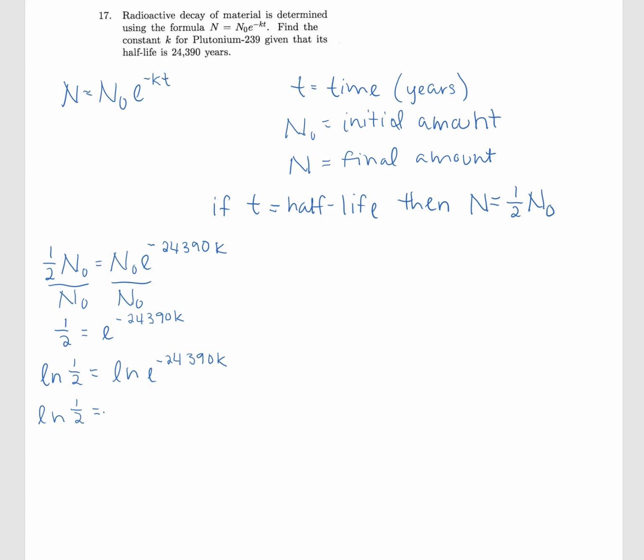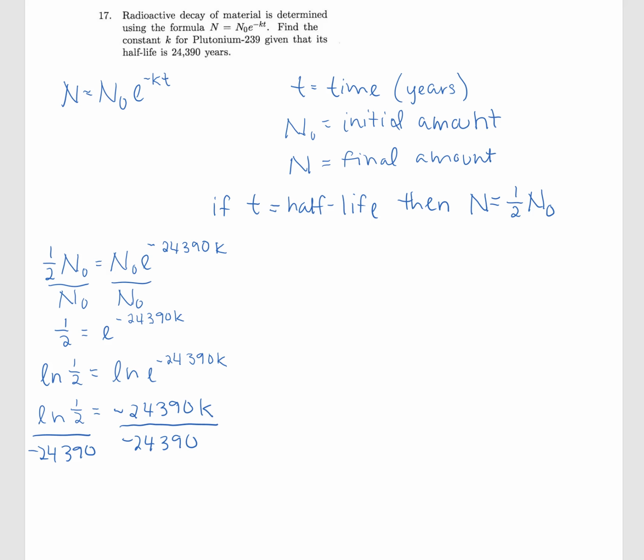On this side, we're left with ln of 1/2, but on the right side we essentially have e to the power of something, so we know that this will just evaluate out to our exponent. On the right side, we're left with negative 24,390 times k. The next thing to do is to divide both sides of our equation by negative 24,390.